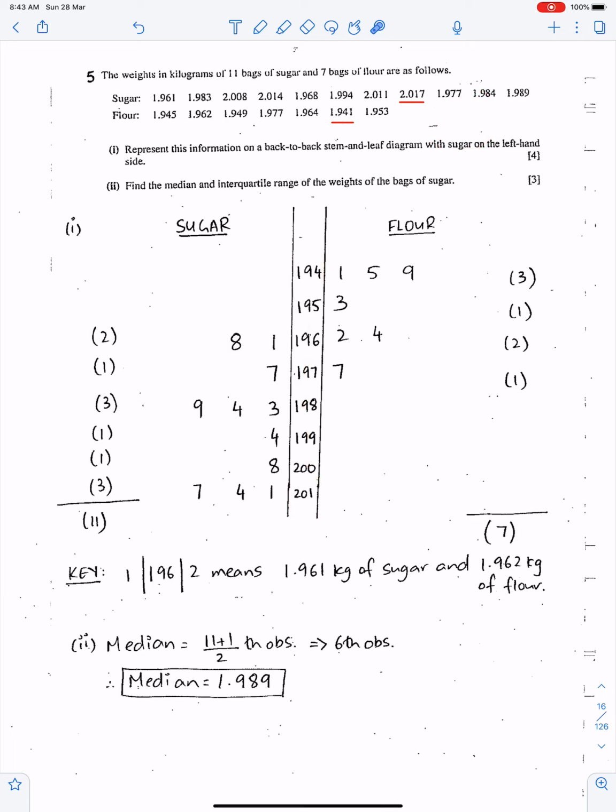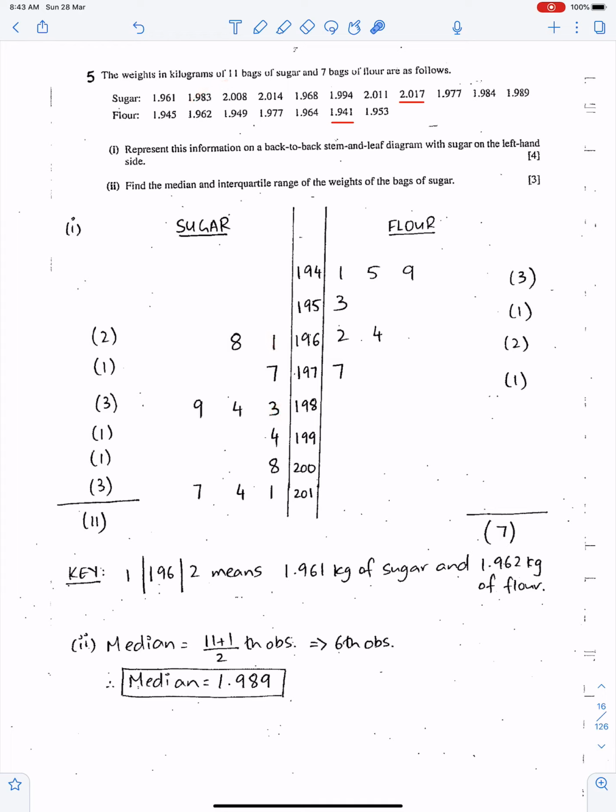Now for flour, first cancel this observation. 1945, write 5 here. And then 1962, 2 here. For sugar, 1961, 1 is here. 1983, 3 is here, and so on.